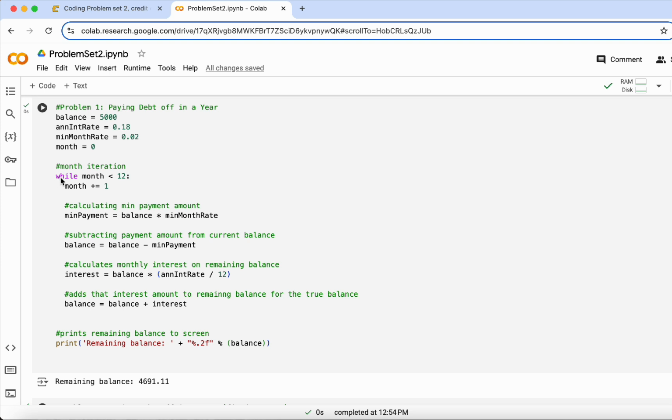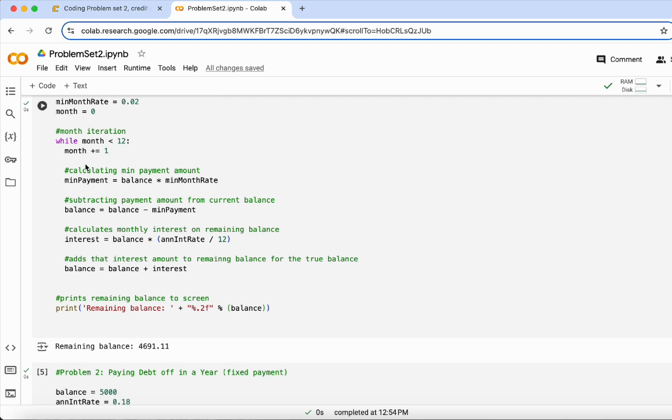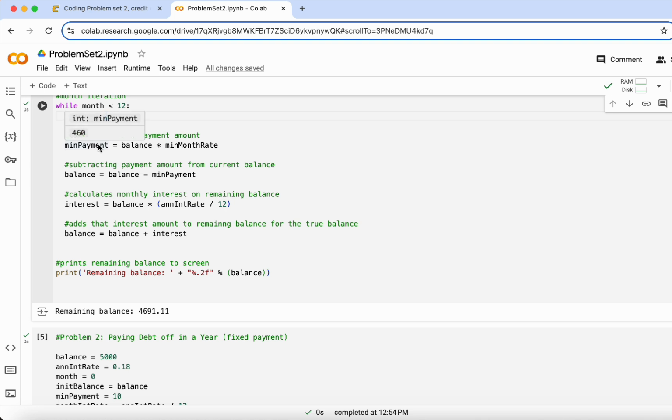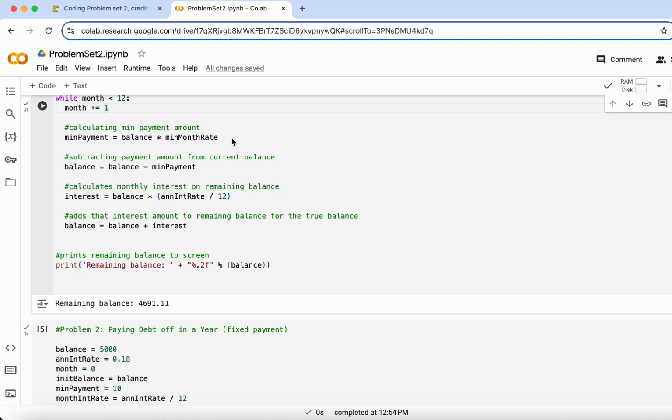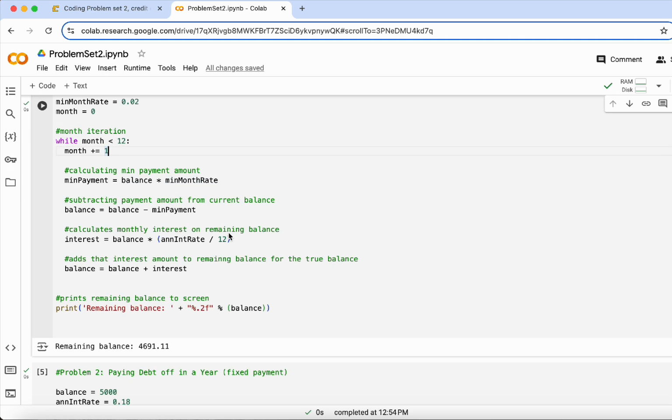So here we have a while loop. While month is less than 12, and this is going to help us iterate through all 12 months of the year to get the remaining balance at the end of said year, so at the end of 12 months. So this right here adds 1 to the month variable every time that it is run through, which will, again, total 12. So each of these blocks does something different. So first, we calculate the minimum payment amount. And to do this, all we have to do is multiply the current balance by the minimum monthly rate, which up here is 2%. So it's just going to take 2% from what the current balance is, and that'll be the minimum payment.